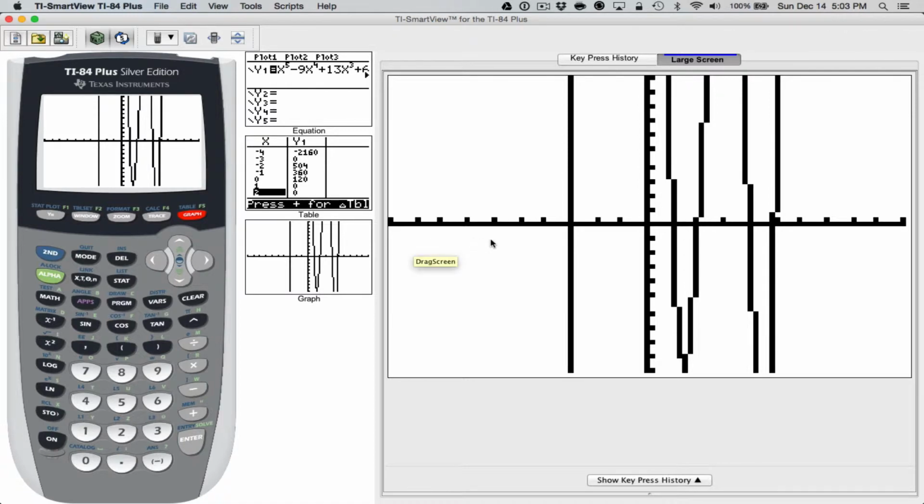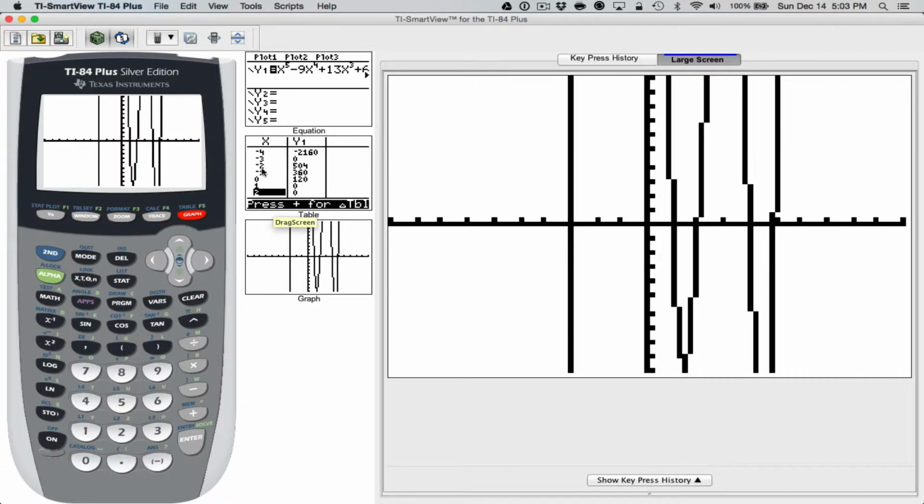We look at the graph and we see that it looks like it crosses the x-axis 1, 2, 3, 4, 5 times, which makes sense given that the polynomial has a factor as an exponent of x to the fifth. So there are a number of ways of doing this.